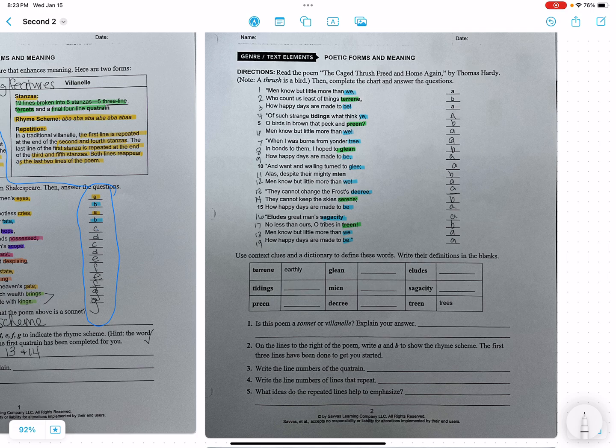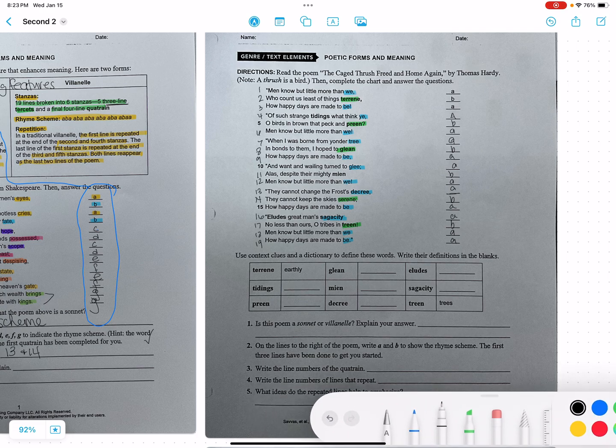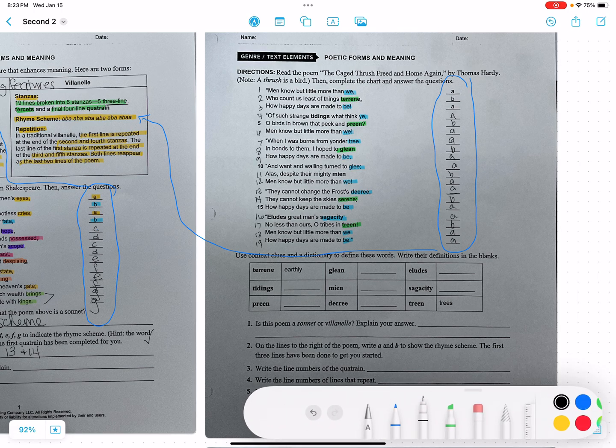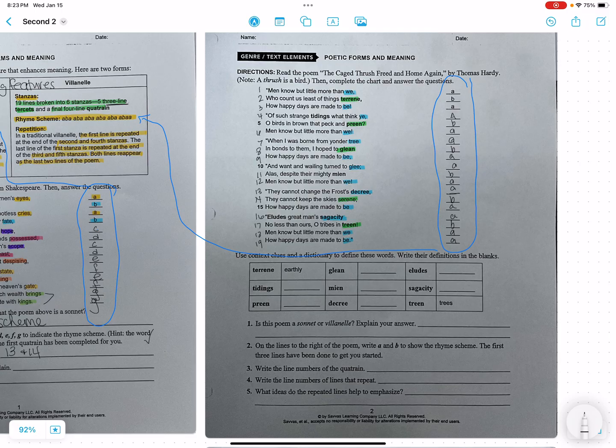So this, our rhyme scheme, matches the rhyme scheme that we now know means villanelle. So that's the answer to number 1. Is this poem a sonnet or a villanelle? So we have 19 lines and the rhyme scheme. Okay. On the lines, we did that already. We already found the rhyme scheme.